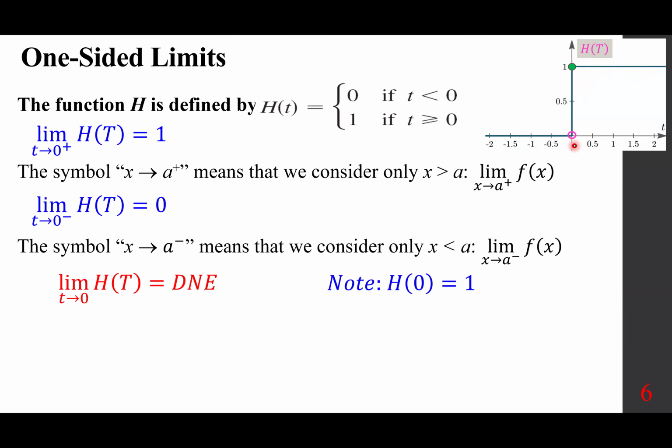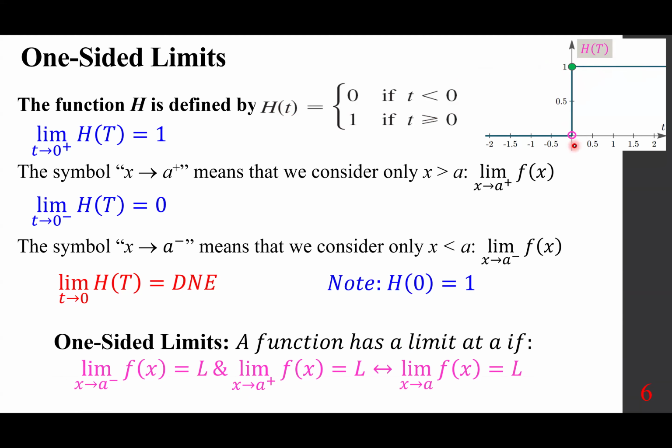So this half line, the endpoint is included. This one is not. And so here's the definition of a one-sided limit. If the limit of f of x as x approaches a from the left equals L, and the limit of f of x as x approaches a from the right equals L, that means the limit of f of x as x approaches a exists, and it is equal to L.